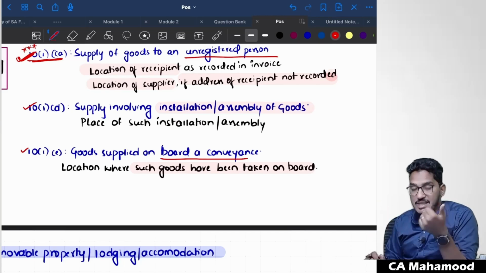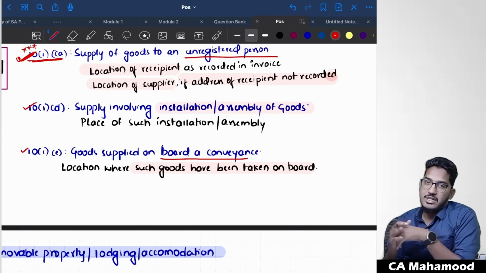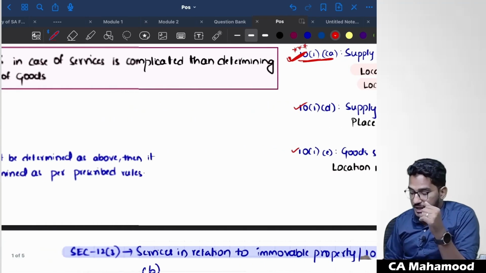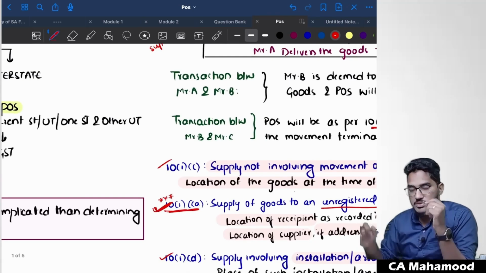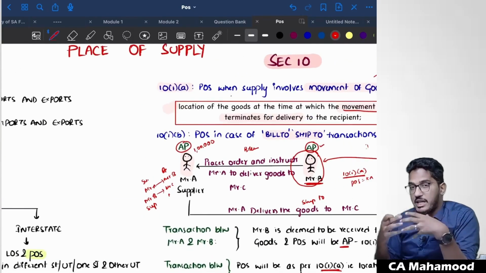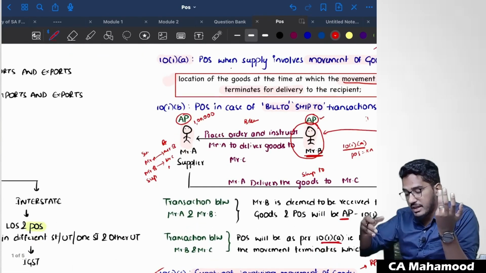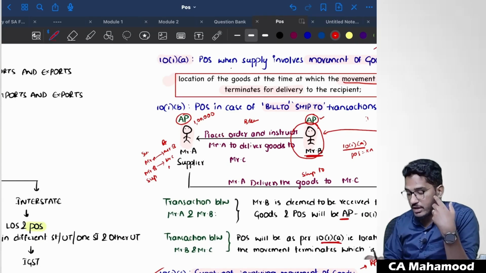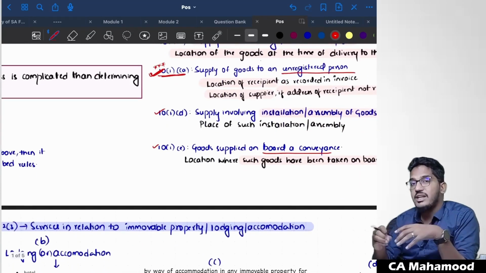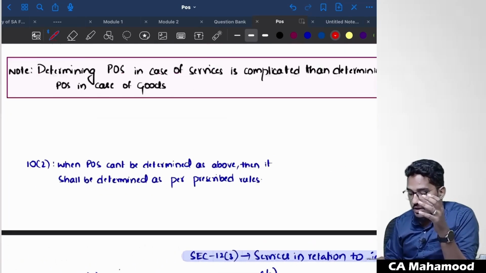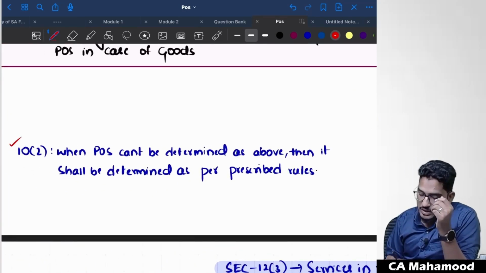So we have discussed 6 cases of supply of goods and how to determine the place of supply in each and every case. Now you might say, sir, I am doing a certain supply of goods which is not getting covered under any of these. I'm making some special supply which is not getting covered under clause A, clause B, clause C, clause CA, clause D, clause E. It is not getting covered anywhere, sir. Then how to determine place of supply? So they have told it under section 10 subsection 2.